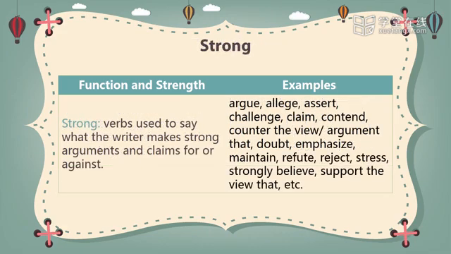Then we have strong. These are the verbs that are used to say what the writer wants to say with a strong argument, with a strong statement. He is absolutely sure of what he is saying and he is able to defend it. Some example verbs of these are argue, allege, assert, challenge. So referencing is the last part for the teaching of academic writing, but before the end, one more crucial issue would be the coherence and cohesion of the writing.